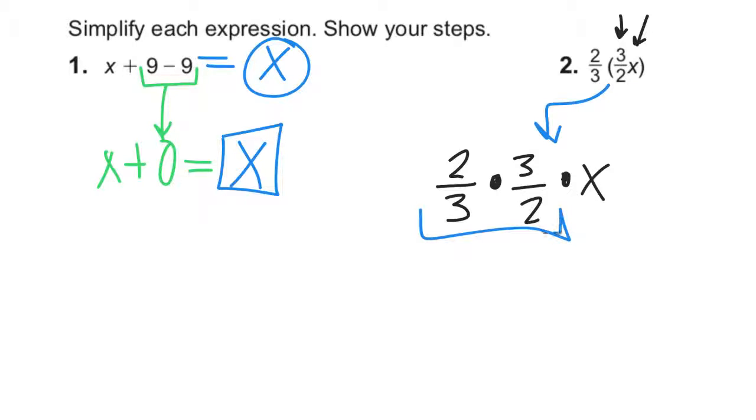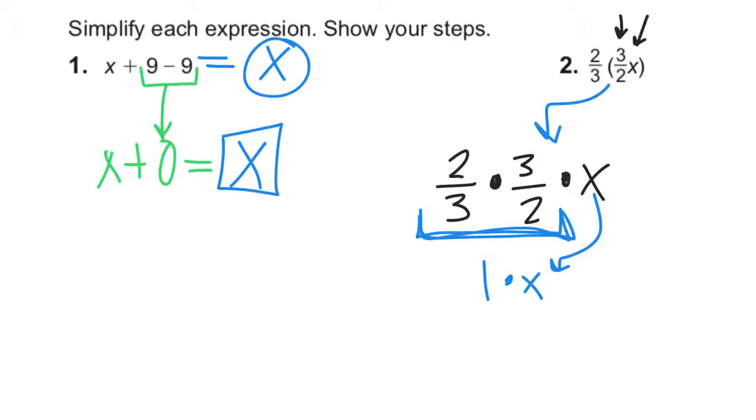I'm going to go ahead and work with the fractions first, and I'm going to type that in on my calculator as 2/3 times 3/2. And you should be doing the same thing. And what I find is that this results in a 1. So I really have 1 times x left in my expression.